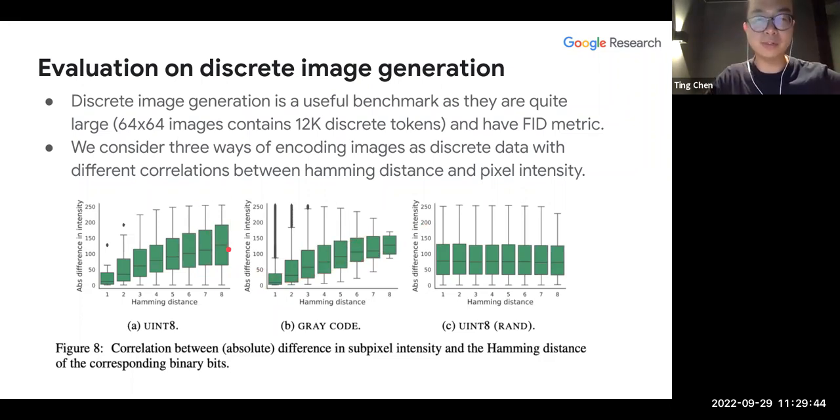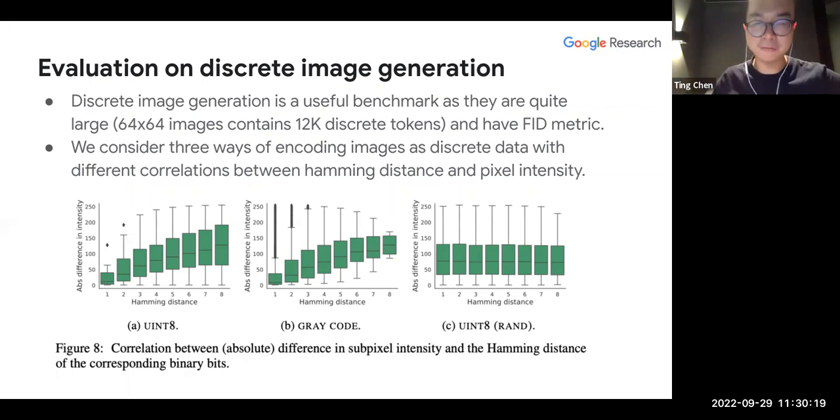So roughly you have a correlation, but still remember the variance is quite large. You typically have something that only differs by 1 Hamming distance, but the intensity could be quite large actually. But if you go with Ewing-8 with random shuffling, now you eliminate those correlations. So basically, this is a categorical setup where two sets of binary bits have no correlation in terms of their pixel intensity.